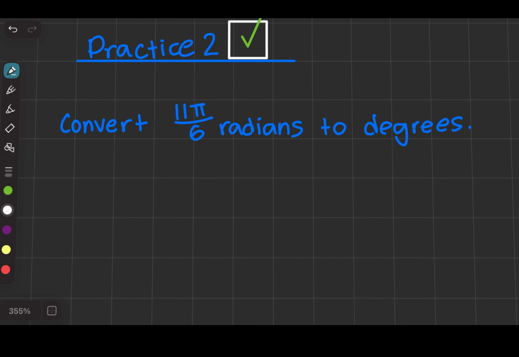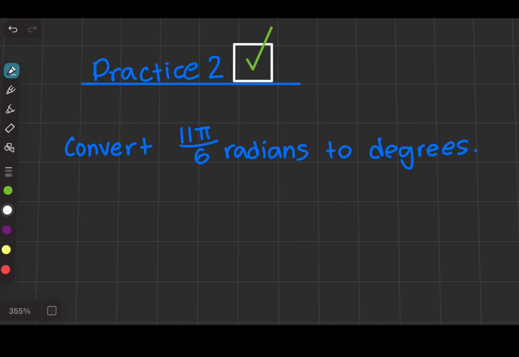All right, now practice problem 2. Convert 11 pi over 6 radians to degrees. Pause the video if you need to.